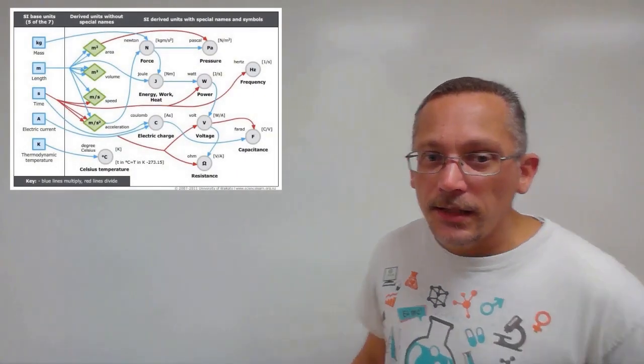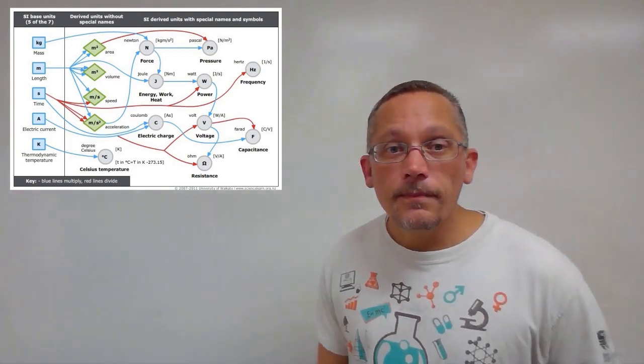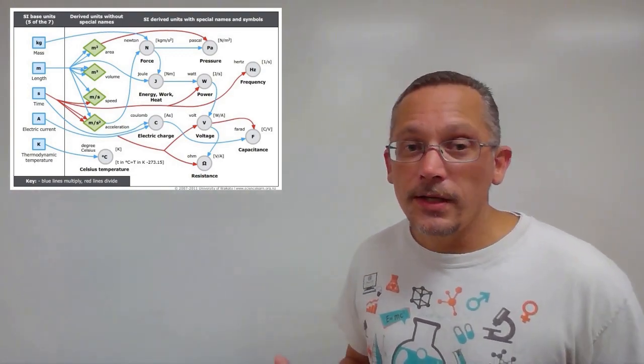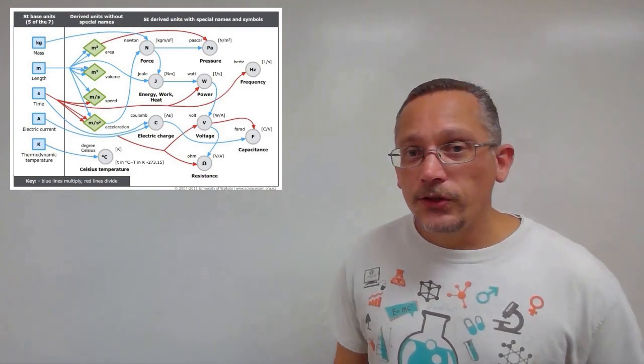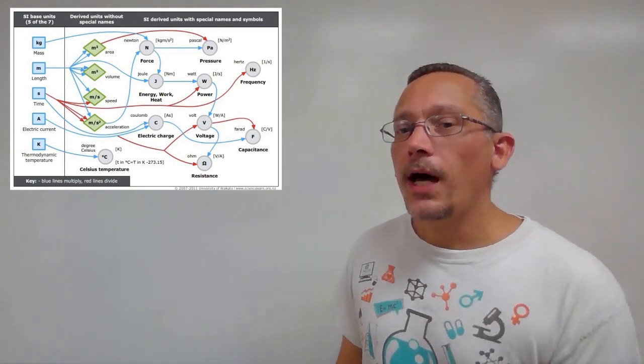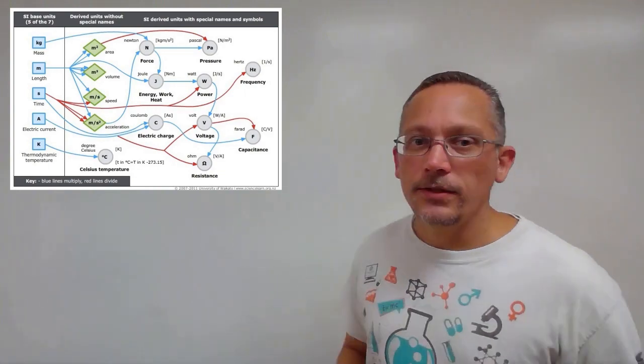Here you can see on this little table some of the metric base units. It doesn't have all of them there. There's only 5 of them along the side. And it shows you how some of them can be combined to measure other things, right?